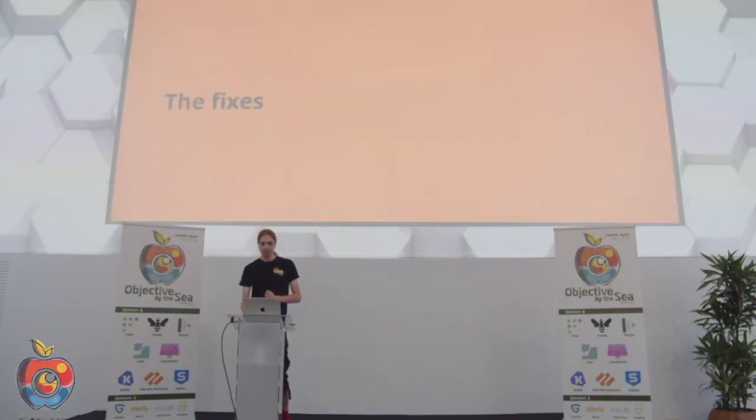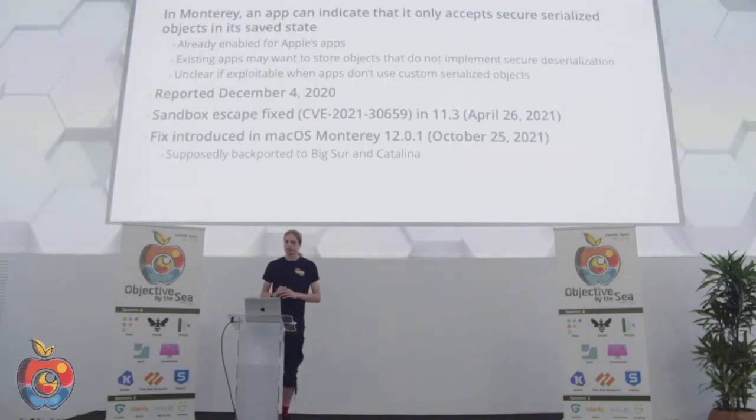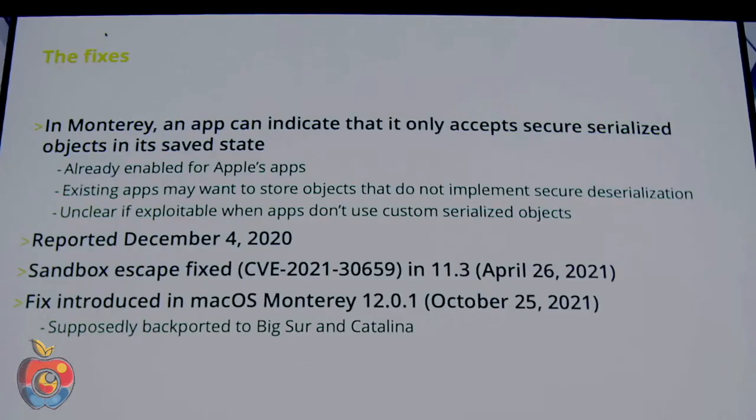So a little bit about how Apple fixed this. To go back to the very first slide, in Monterey, apps can now indicate that they only accept secure serialized objects. So they can just set that secure flag to true. And for all of Apple's apps, this is already automatically enabled. But existing applications may want to store insecure deserialized objects if they have, like, a document format that they need to serialize there. So for those applications, that method might need to return false there.